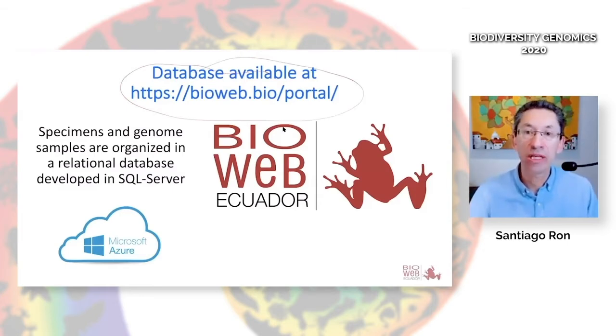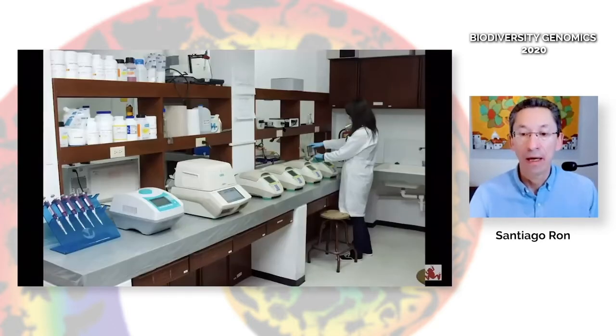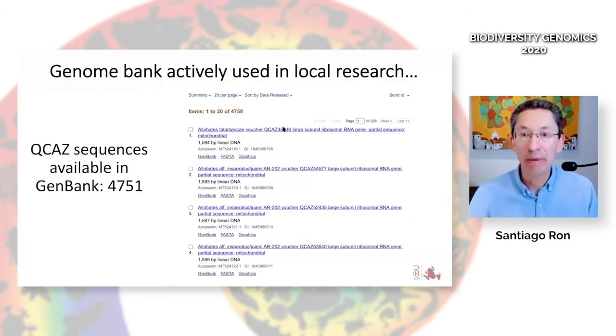All the data of these genome samples is also linked to the information from vouchers at the collections at Universidad Católica. We have a large herbarium collection and also fungi and zoological collections. The importance of our genome bank is that it's also linked with a very good molecular laboratory where we are constantly generating DNA sequences, which are actively being used in research.